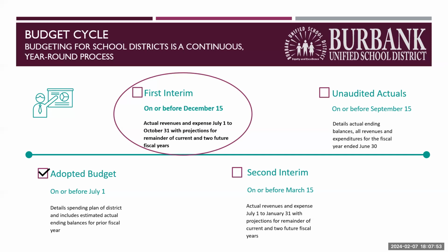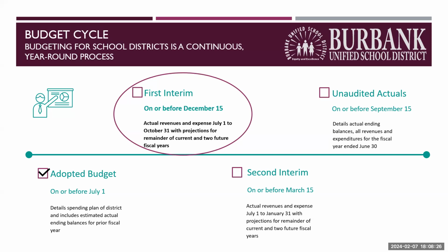I want to orient ourselves in the broader timeline of the budget process for a school district. The budget cycle begins on or before July 1st of each calendar year. Our fiscal years run from July 1st to June 30th. The board adopted the current year's budget in the final week of June of 2023. We continue to monitor the budget regularly throughout the year.